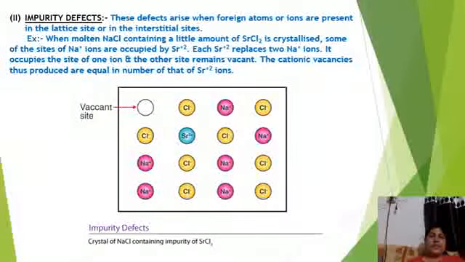The next defect is impurity defect. Impurity means a substance in which another substance gets mixed. For example, we go to a market and we have to buy moong dal.